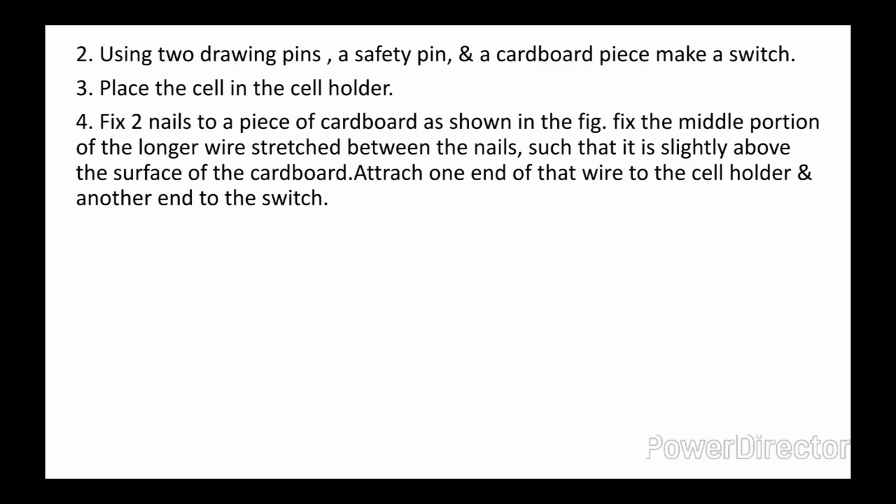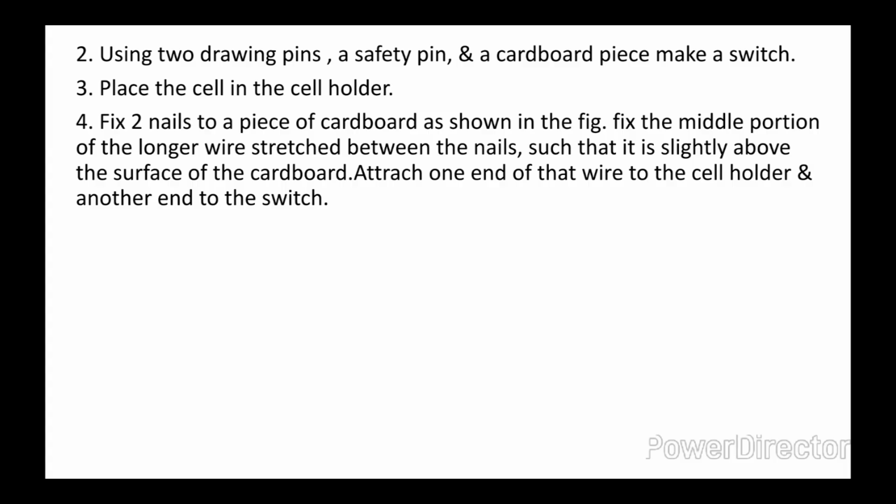So how to perform this activity? First you have to make the circuit. Using 2 drawing pins, the gold color ones which you are seeing in the circuit, safety pins and a cardboard piece, you make a switch. And next place the cell in the cell holder. The cell contains positive and negative terminals, so you have to place it correctly in the cell holder. And next, fix two nails to the piece of cardboard as shown in the figure.